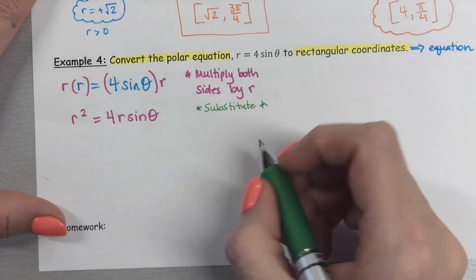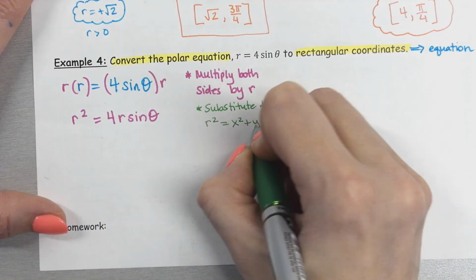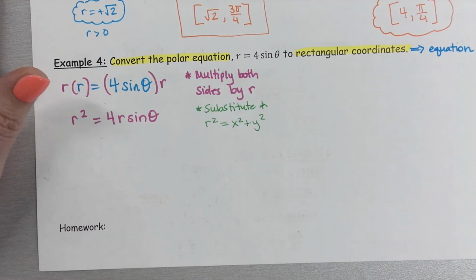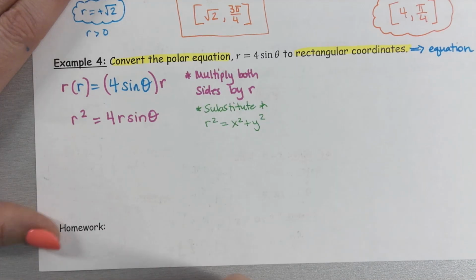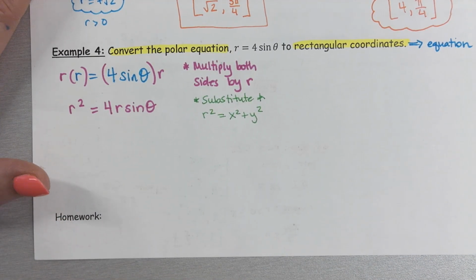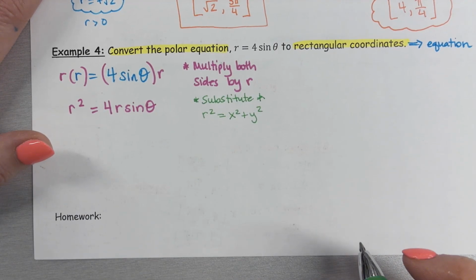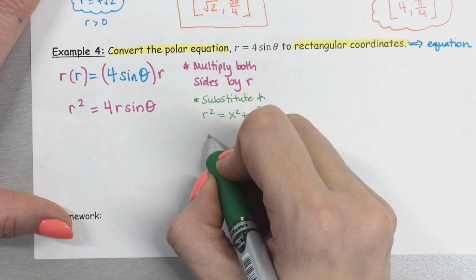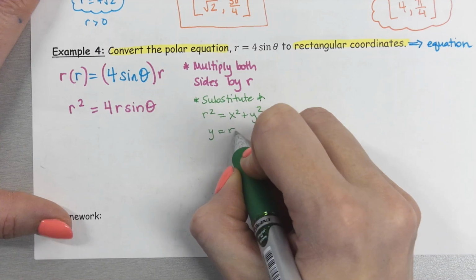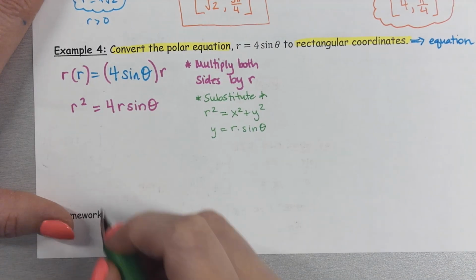Okay, we're going to be able to substitute for r squared because we know that's equal to x squared plus y squared. And can you guys see the other thing we can substitute for? That matches one of them? And what is the y going to be equal to? Yeah, nice. Okay, so y is equal to r times the sine of theta.